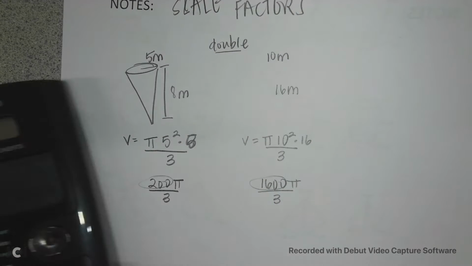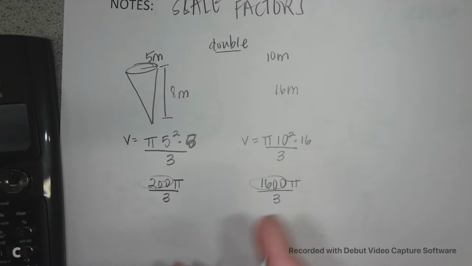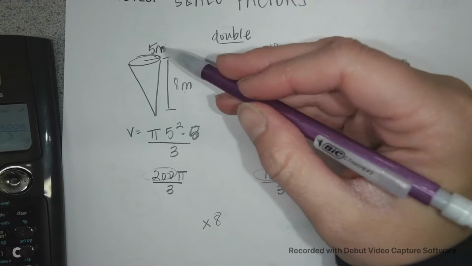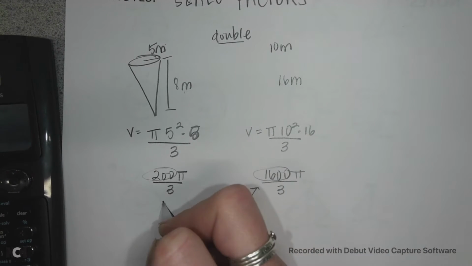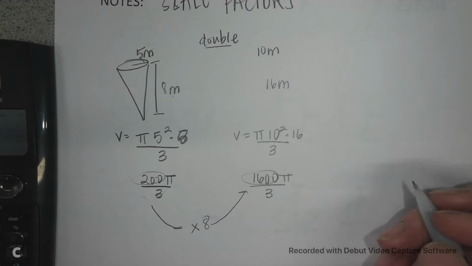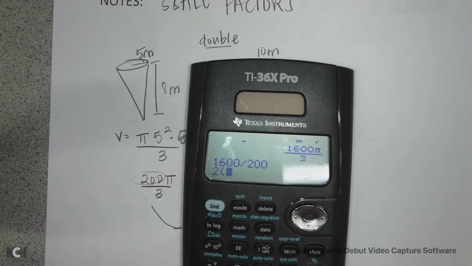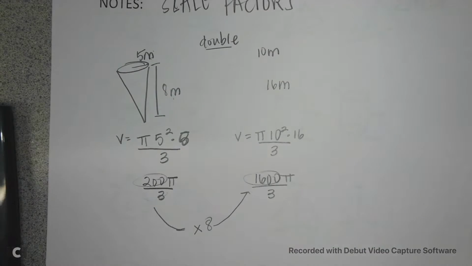To go from 200 to 1600, 1600 divided by 200, that's 8 times. So even though I just doubled the lengths, I changed my volume to be 8 times more from my original to my new. Okay, so now let's just double this volume and see what we get. So we are going to do 2 times 200 pi over 3 and see what we have. So 400 pi.